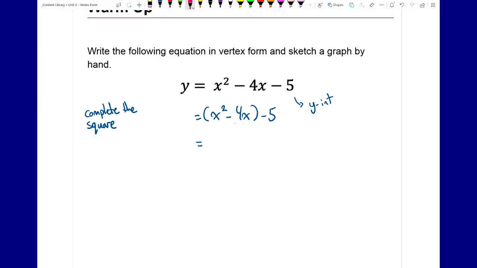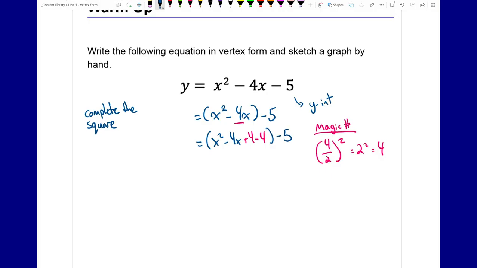Now I'm going to look for my magic number. So I put brackets around the first two terms. I'm going to find my magic number by taking the second value, or the b value, dividing it by 2 and squaring it. So 4 divided by 2 is 2. Squared is back to 4. So I have x squared minus 4x plus 4 and minus 4. And then I have minus 5 still outside the bracket.